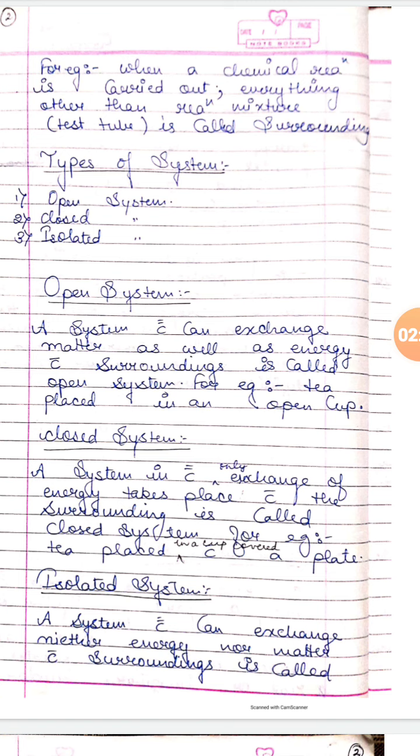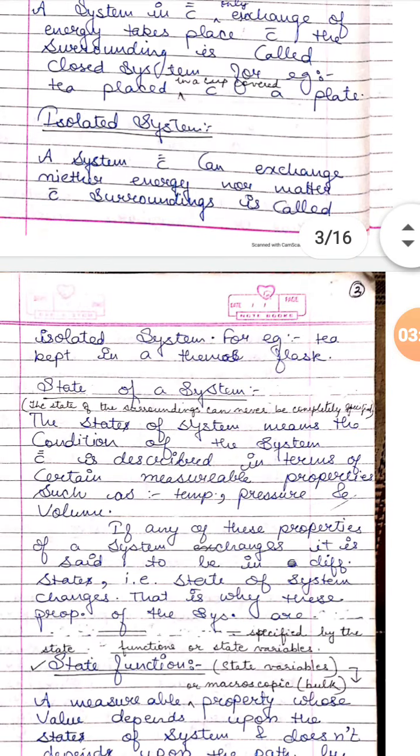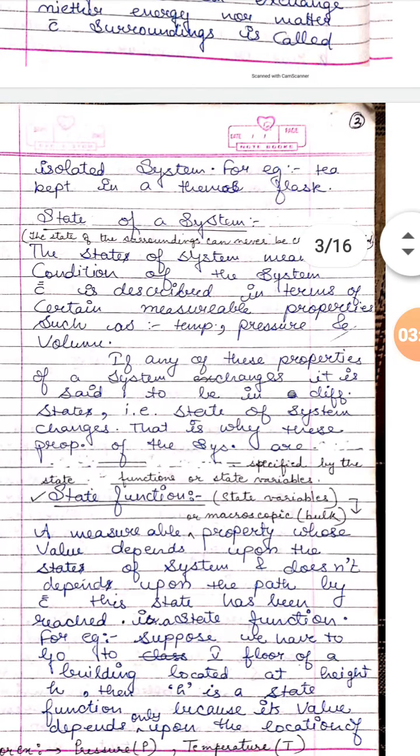Second type of system is closed system. It is a system in which only exchange of energy takes place with the surrounding, and it is called a closed system. For example, tea placed in a cup covered with a plate. Third type is isolated system. A system which can exchange neither energy nor matter with the surroundings is called an isolated system. For example, tea kept in a thermos flask.